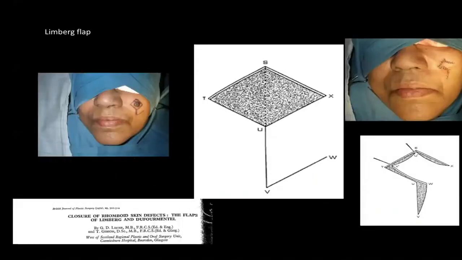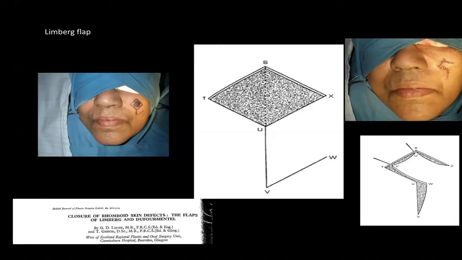I would suggest all of you read this excellent article by G.D. Lister. It's available freely on the internet, hosted by one of the colleges from North America. He describes elegantly how to do a Limberg flap. Now, it's very easy to create an ellipsoidal defect. You resect the tumor, you make the defect an ellipse, and then you try and suture that ellipse. That is what normal suturing practice dictates. But the longer the ellipse gets, the more difficult it is to get the tissue into approximation.